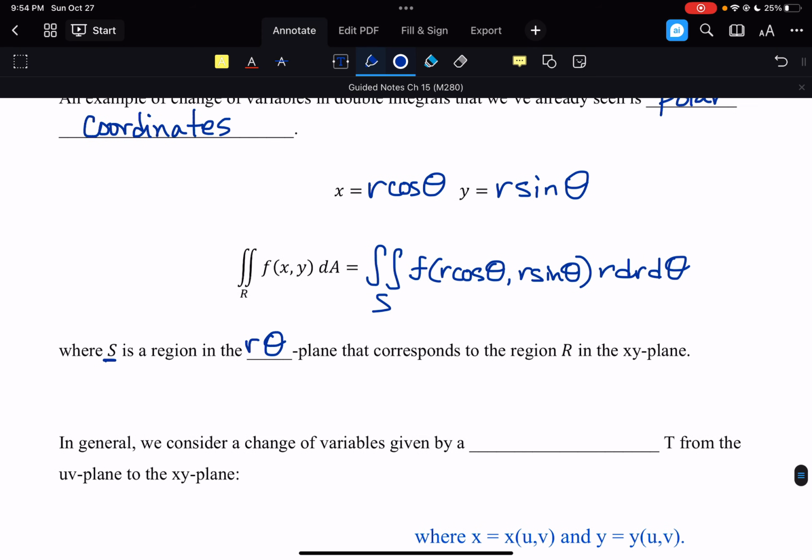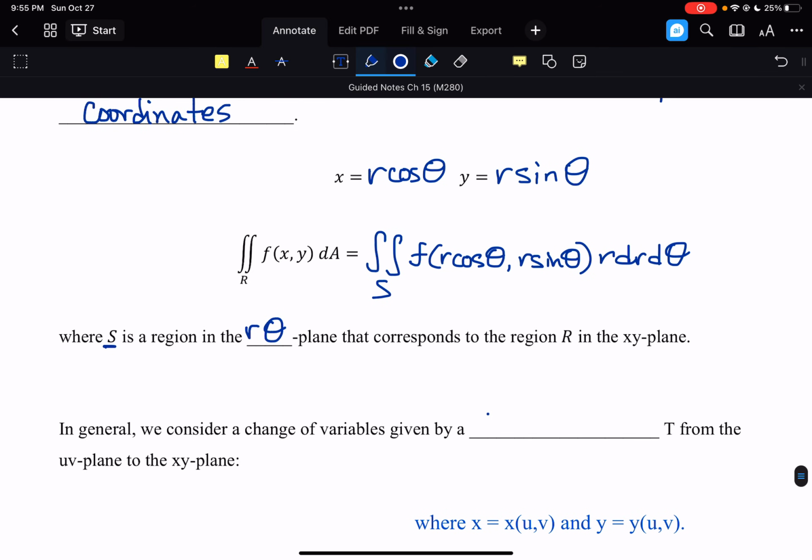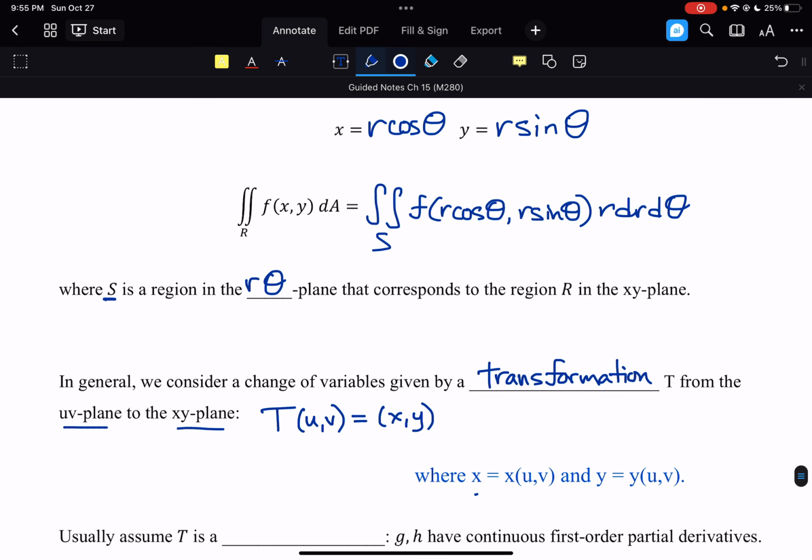In general, we consider a change of variables given by a transformation T from the uv plane to the xy plane. So this is T of uv equals xy, where x is a function of u and v and y is a function of u and v.